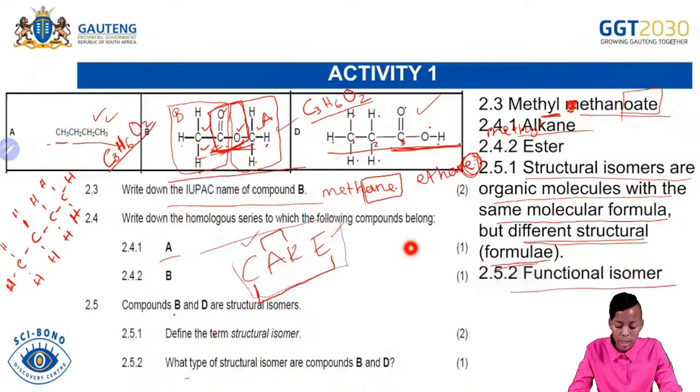So the question says, what type of structural isomer is B and D? And our answer would therefore be a functional isomer. Why? Because we had a carboxylic acid and an ester.